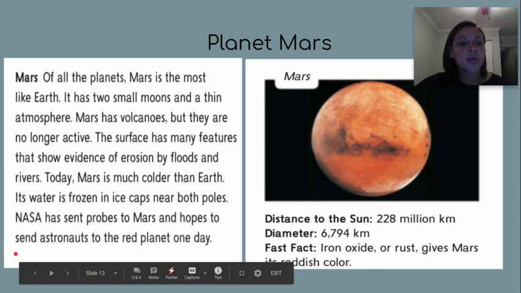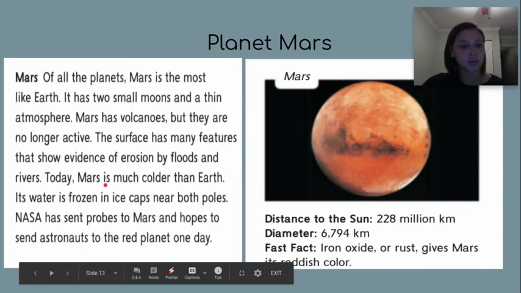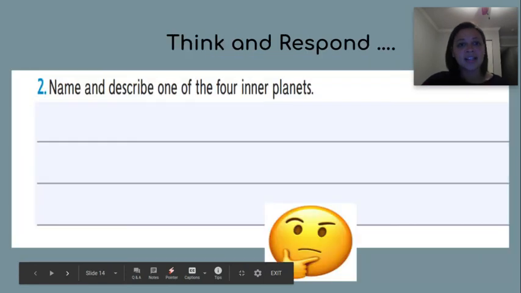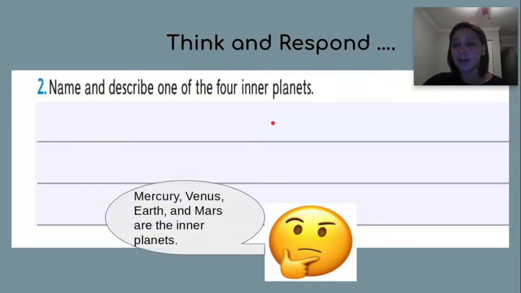NASA is hoping to actually be able to send astronauts to Mars in the future. All right, I want you to think about those 4 inner planets we just learned about and read about: Mercury, Venus, Earth, and Mars. Pick one of them and try to name it and describe it. So please pause and do this activity.